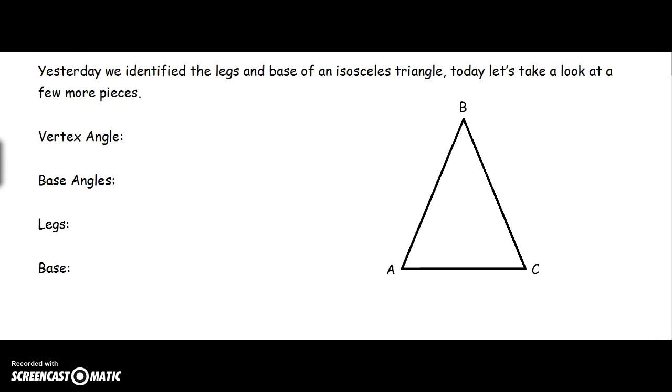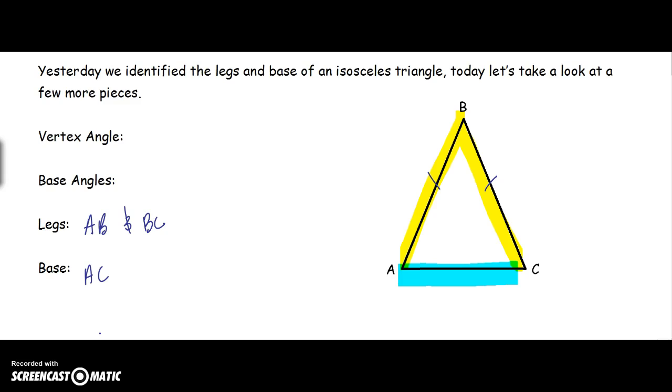Let's quickly review our legs. Our legs were the two sides that are congruent, and I know they're not marked on here, so I'm going to mark them right here. AB and BC are the legs of this isosceles triangle. The third side, the side that measures different, is the base, so that's AC.